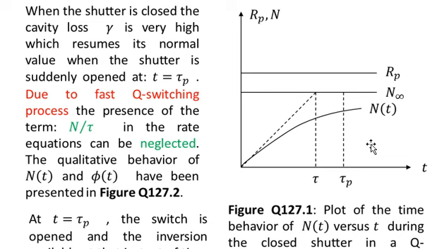But in practical situations, this N of t will not approach the infinity value due to many reasons. One of the reasons is that the upper laser level lifetime tau is short as compared with the pumping time tau p, during which the pumping process is done.